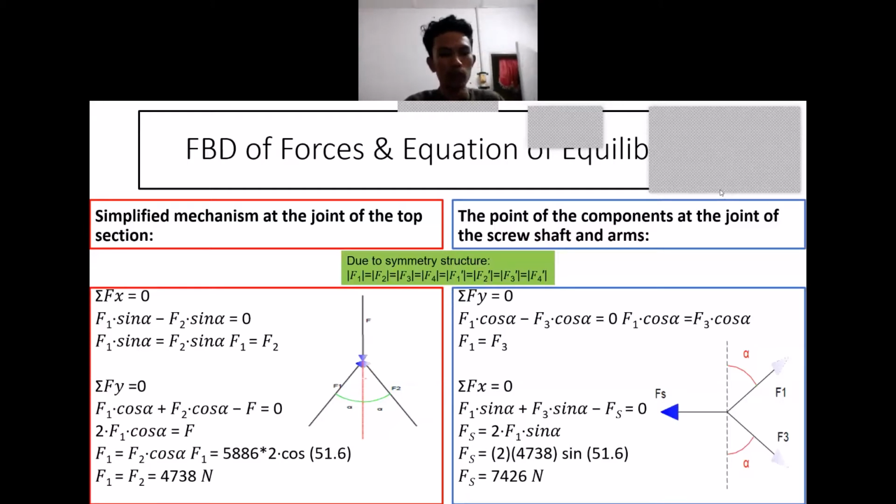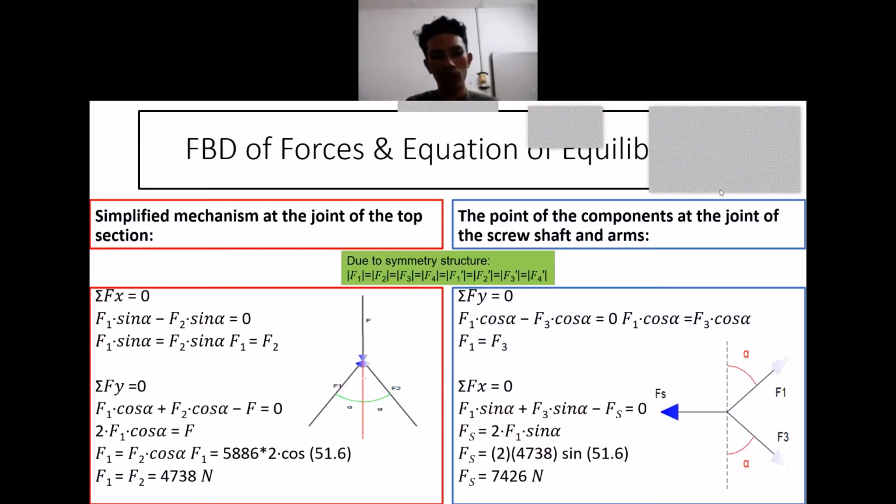Then we go to the summation of Fy equal to 0. F1 cos alpha plus F2 cos alpha minus F equal to 0. Then 2 times F1 cos alpha equals F, so F1 equals F over 2 cos alpha. Then we can get F1 equal to 5886 over 2 cos 51.6.